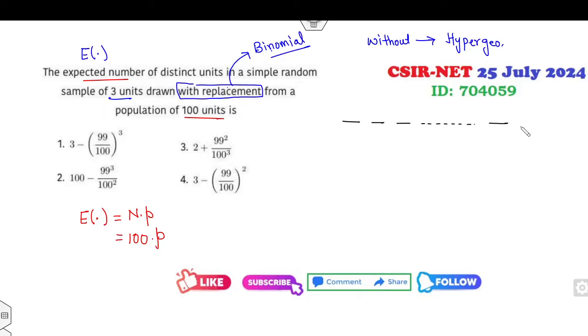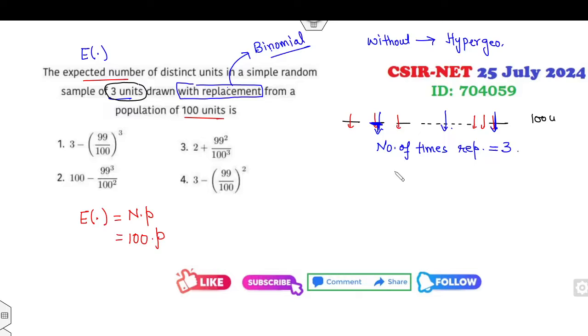These are my 100 units. Now, which 3 units can you draw? You may draw the first 3 units, you may draw the last 3 units, or the first unit is here, the second unit is the last one, and the third one is from the middle. So it is possible that any of the units is repeating, but the maximum number of times a unit will be selected is 3 times.